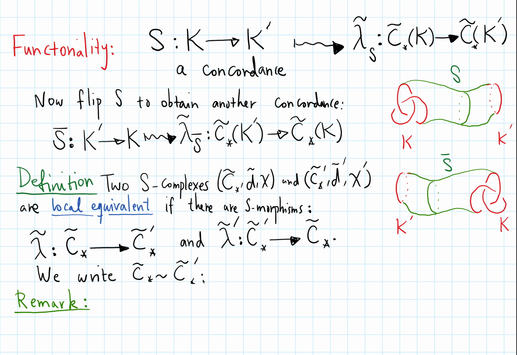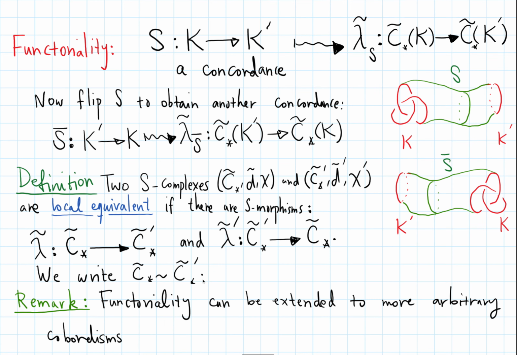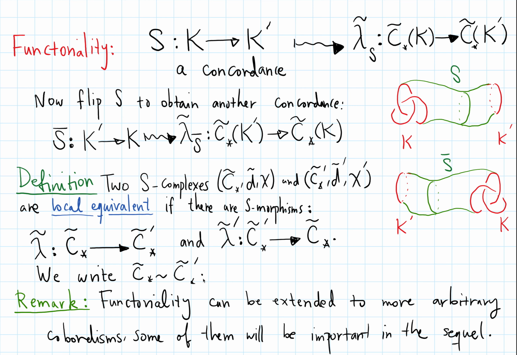So up to this point, we only talked about functoriality with respect to concordances. This version of functoriality can be extended to more arbitrary cobordisms, and some of these cobordisms will show up later in the talk. So this more general version of functoriality will be important for us.